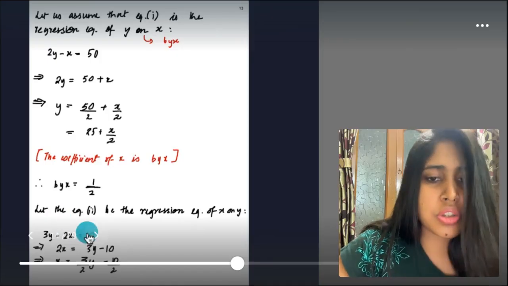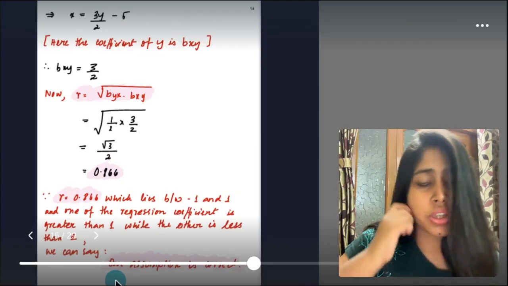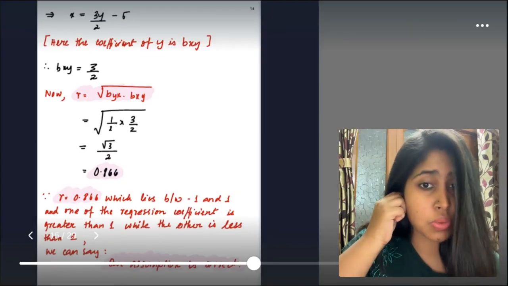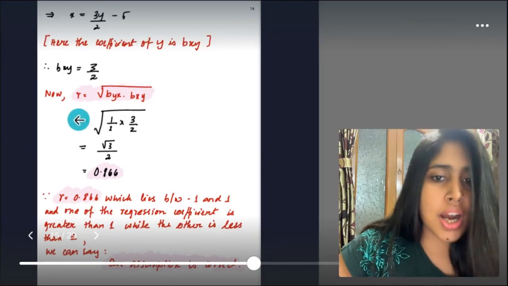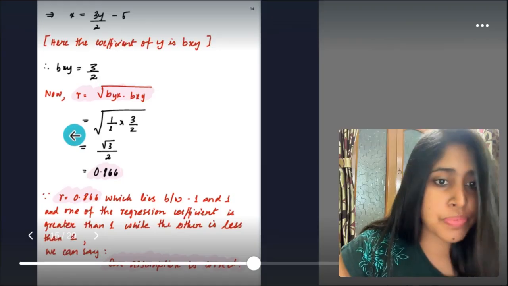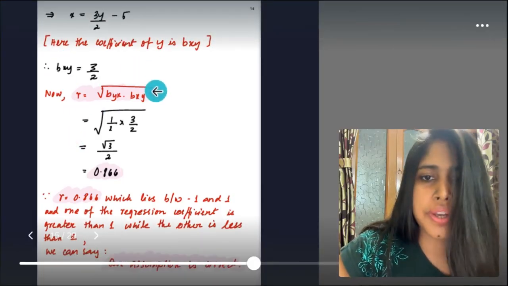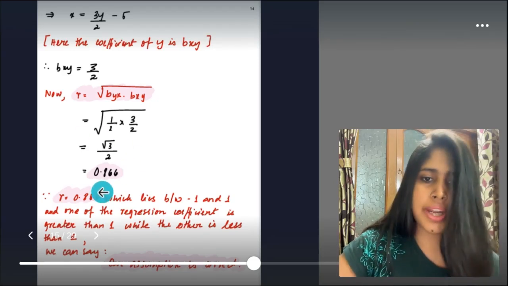Now let equation 2 be the regression equation of x on y. Then we find the coefficient of y here. Here the coefficient of y is the bxy. So bxy is equals to 3 by 2. Now we need to find r, the correlation coefficient, the main thing which we were asked. So r is equals to root over byx into bxy. We get root 3 by 2, which is equals to 0.866.